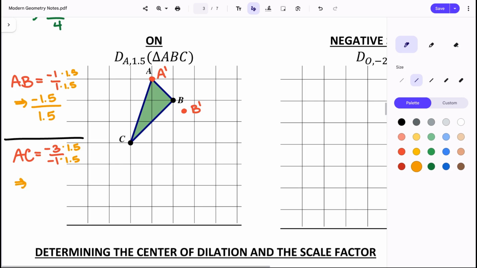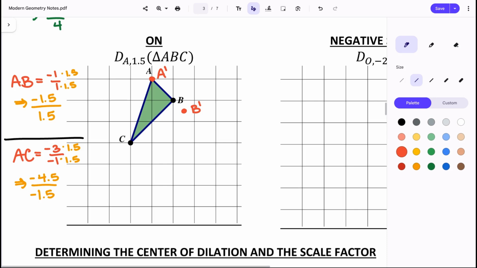So what's my new slope? Anyone know what -3 times 1.5 is going to be? 4.5. Good. -4.5. And then the bottom would be just a -1.5. Again, anytime you're dealing with a decimal on the graph, you just need to estimate to the best of your ability where you think it's going to be.